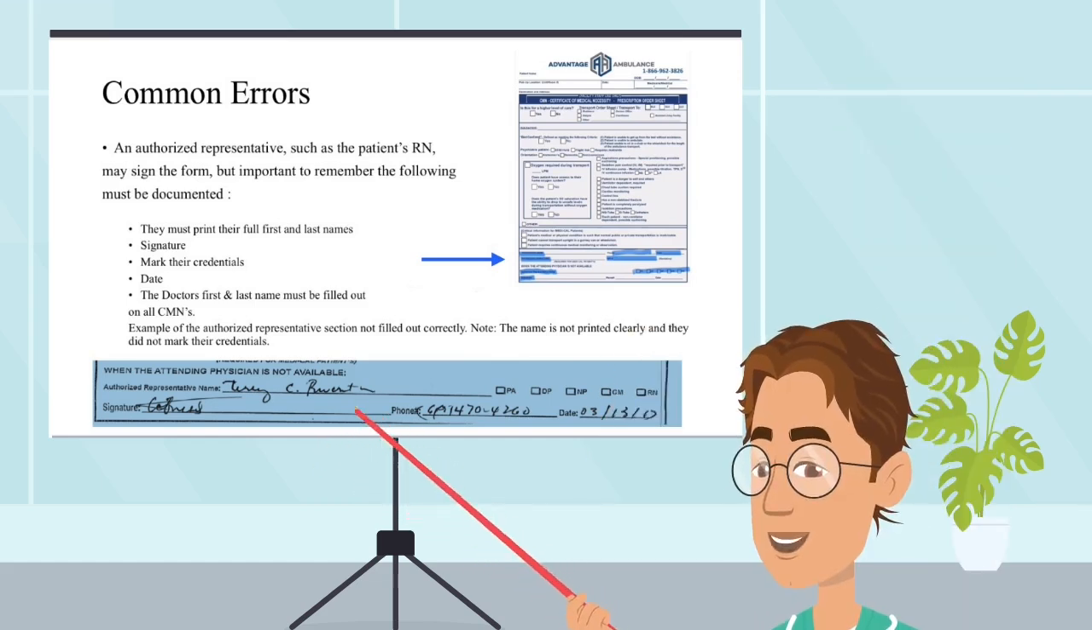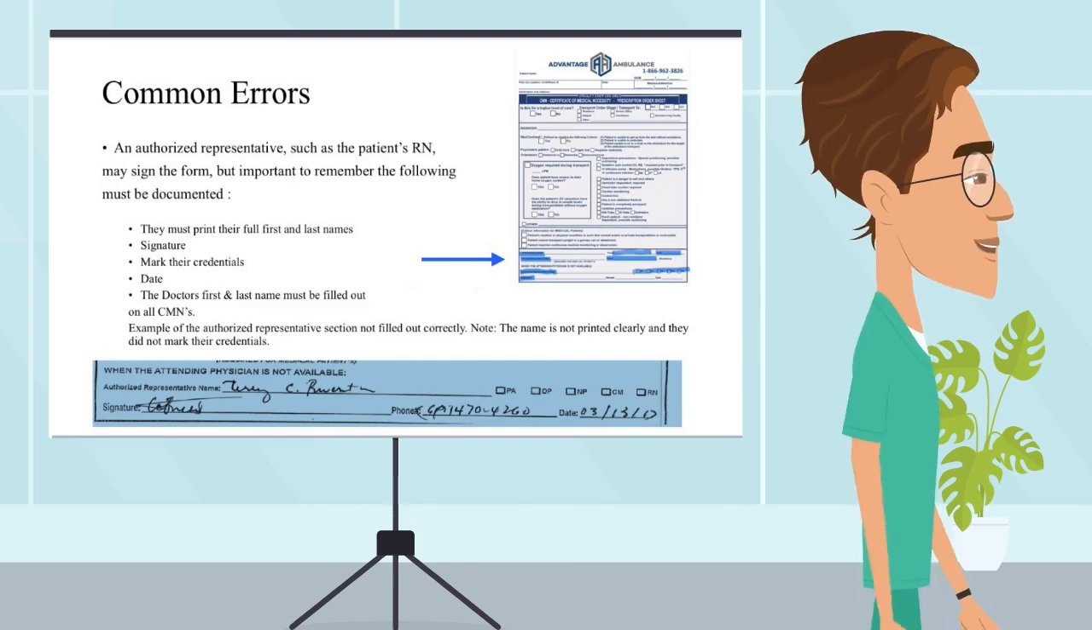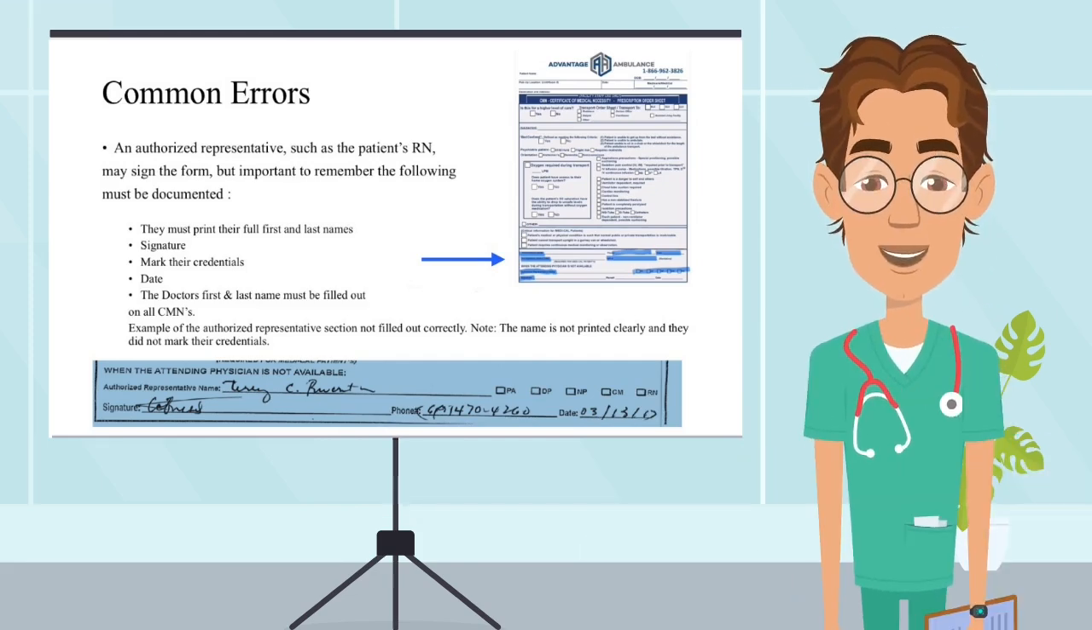Now the example at the bottom shows common mistakes. As you can see, the name is not legible, the signature does not match the authorized representative's, and their credentials are missing, although the phone number and date are correct.